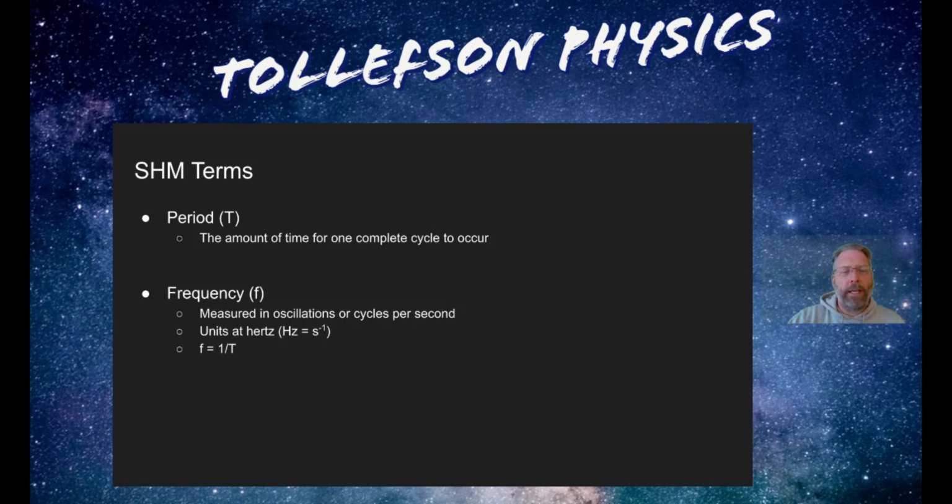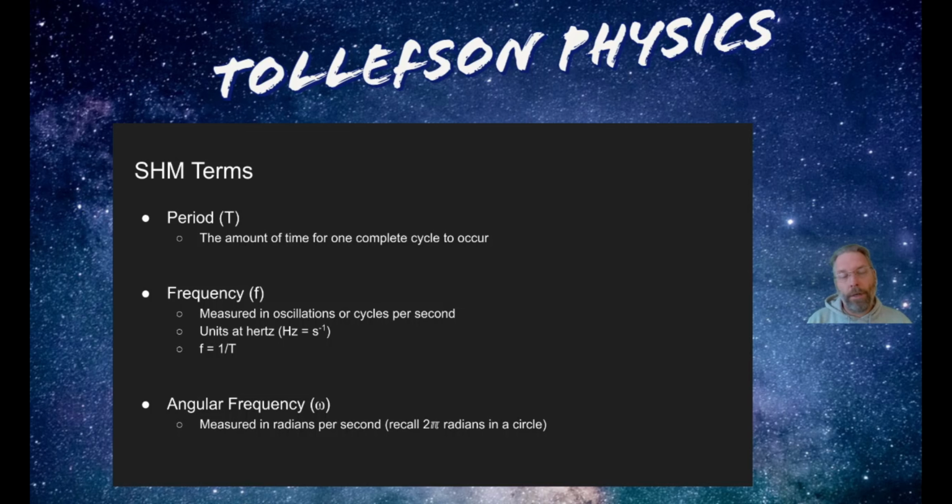And then one other thing, a little more associated with circles, is something known as angular frequency, because you can model the oscillation as going around a circle one time. Now recall that the distance around one circle is 2 pi radians. So angular frequency is measured in radians per second. We take the frequency from above and apply it to a full circle, which means the angular frequency is 2 pi times the frequency, measured in radians per second.